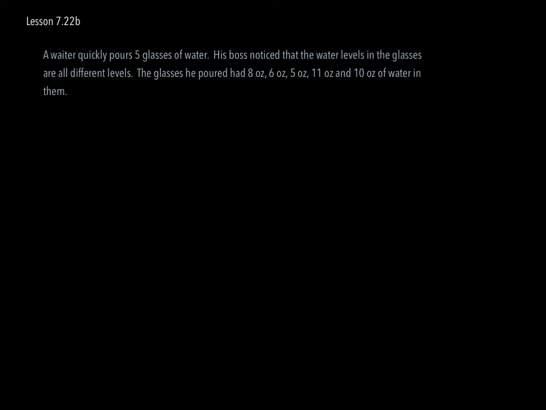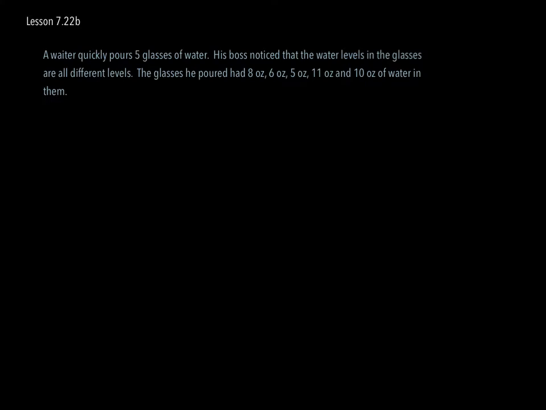Video number 2, ladies and gentlemen, is going to use our second story problem about the waiter pouring glasses. So give me a second to type it up and then we will explore this one, okay? A waiter quickly pours 5 glasses of water. His boss noticed that the water levels in the glasses are all different levels. The glasses he poured had 8 ounces, 6 ounces, 5 ounces, 11 ounces, and 10 ounces of water in them.